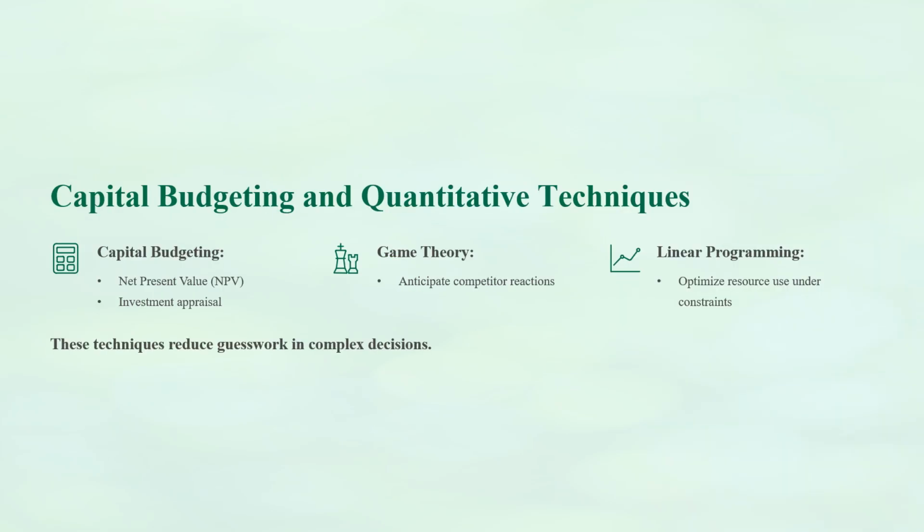The next technique is capital budgeting and quantitative technique. Capital budgeting evaluates long-term investment using tools like payback period and NPV, that is the net present value, where managers must decide where to invest money. It is called capital budgeting and investment analysis. They use tools like net present value to check whether a big project is worth the investment and risk. If the return is higher than the cost, the project is accepted.